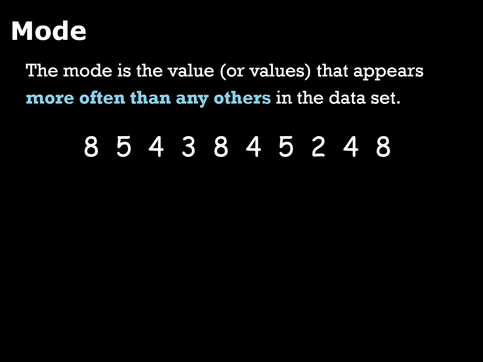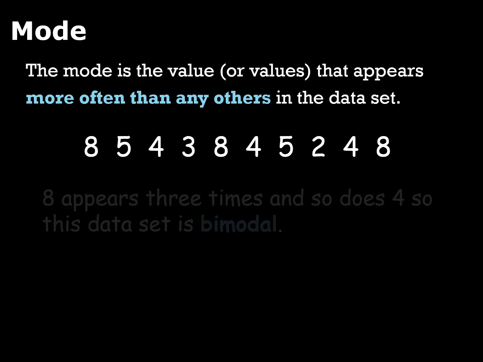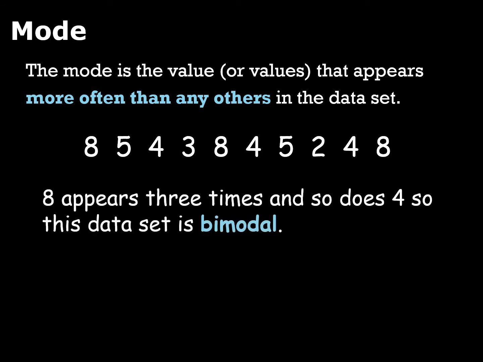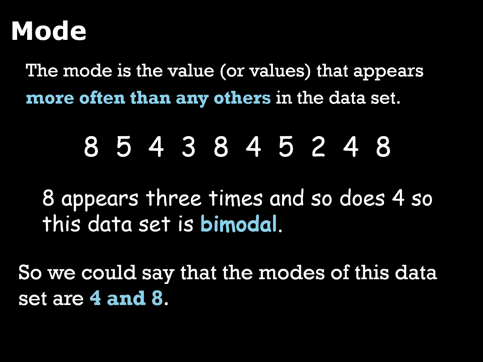Here we've got 4 showing up 3 times and 8 showing up 3 times. So both of those numbers, 4 and 8, show up 3 times each. They're tied, and so it's possible to have more than one mode. What we would say here is that 4 and 8 are both modes. Sometimes we say this is a bimodal data set because it has 2 modes. So we'd say 4 and 8 are the modes of this data set.